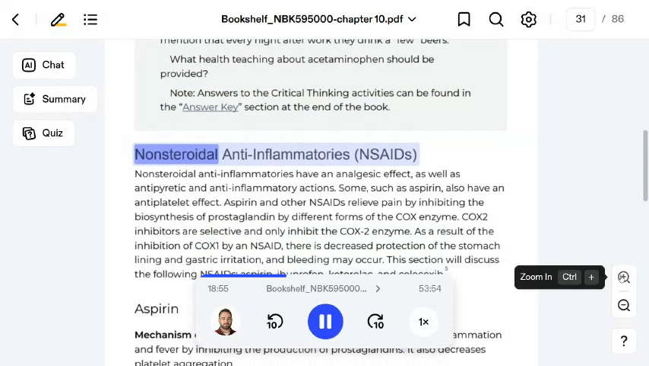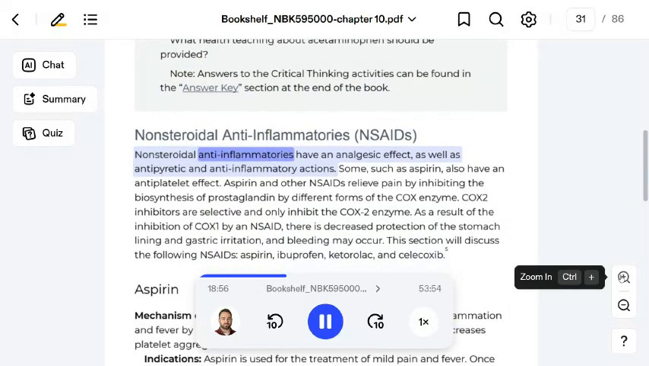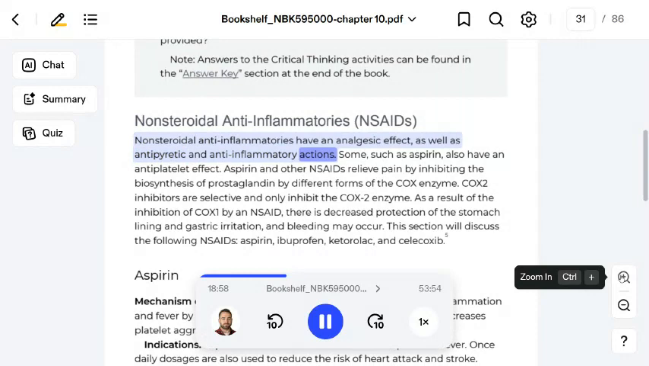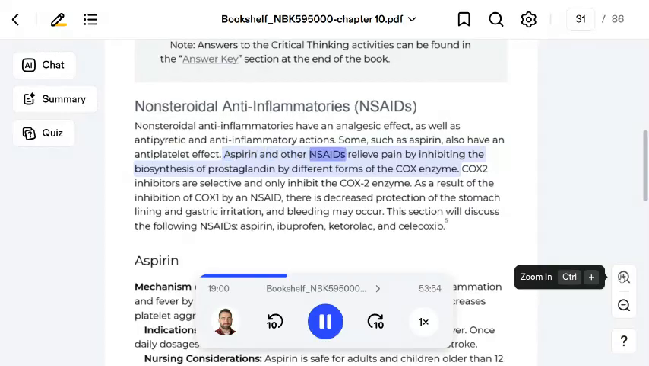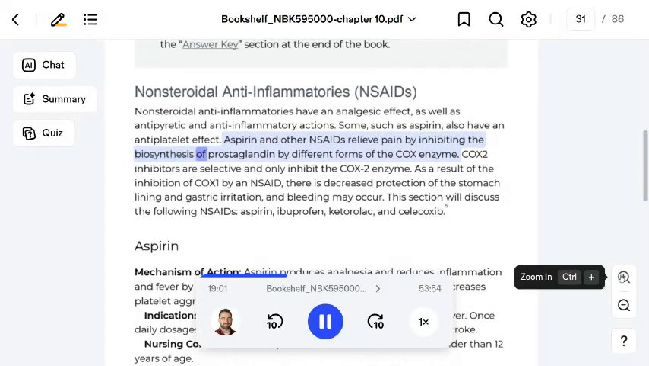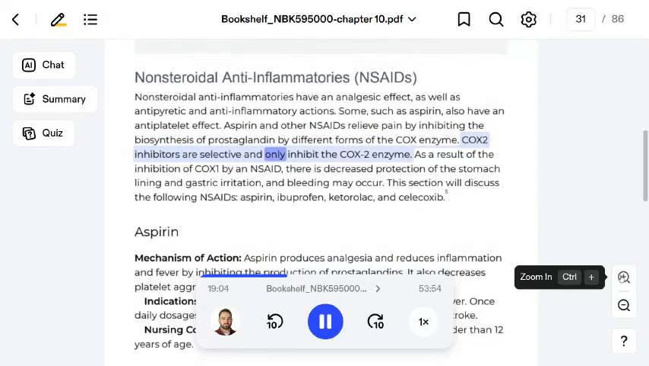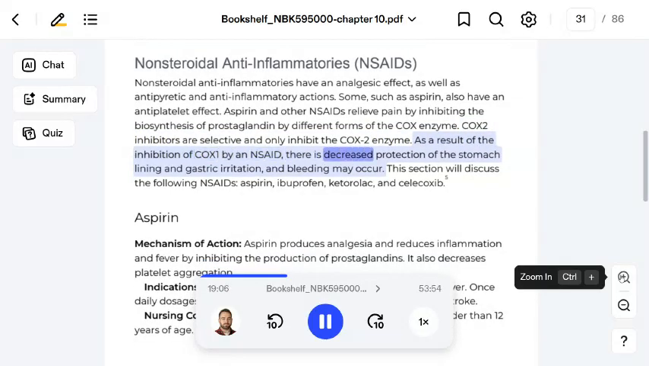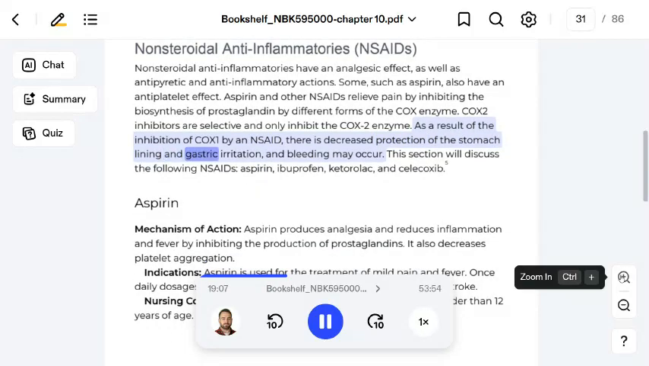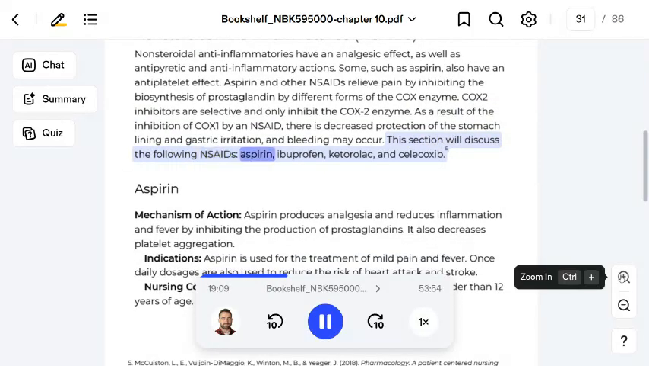Non-steroidal anti-inflammatories. Non-steroidal anti-inflammatories have an analgesic effect, as well as antipyretic and anti-inflammatory actions. Some, such as aspirin, also have an antiplatelet effect. Aspirin and other NSAIDs relieve pain by inhibiting the biosynthesis of prostaglandin by different forms of the COX enzyme. COX-2 inhibitors are selective and only inhibit the COX-2 enzyme. As a result of the inhibition of COX-1 by an NSAID, there is decreased protection of the stomach lining and gastric irritation and bleeding may occur. This section will discuss the following NSAIDs: aspirin, ibuprofen, ketorolac and celecoxib.